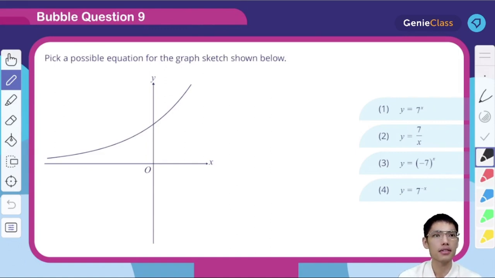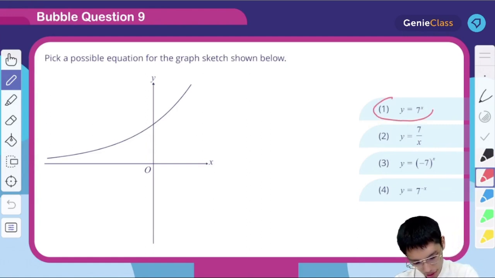Last 10 seconds. Last 3, 2, 1. Alright, most of you all got it. This is an exponential curve, so therefore you have this option over here.